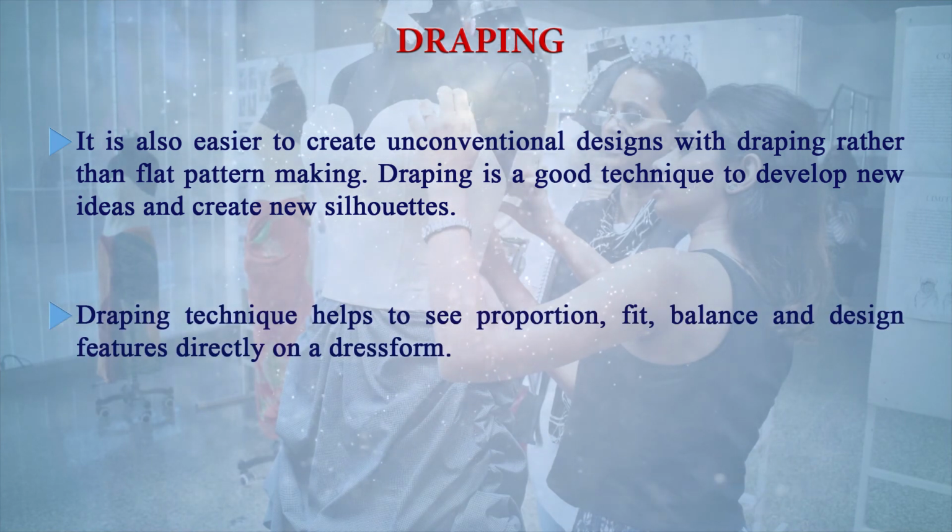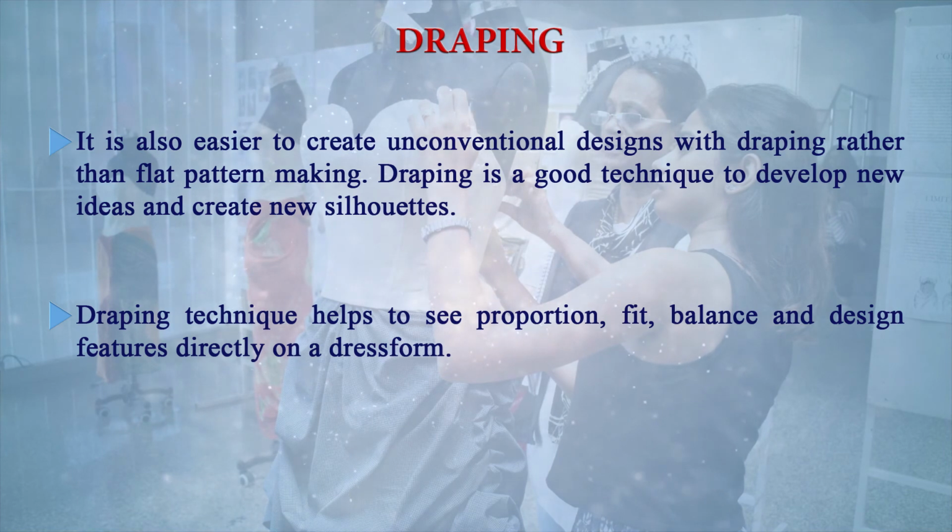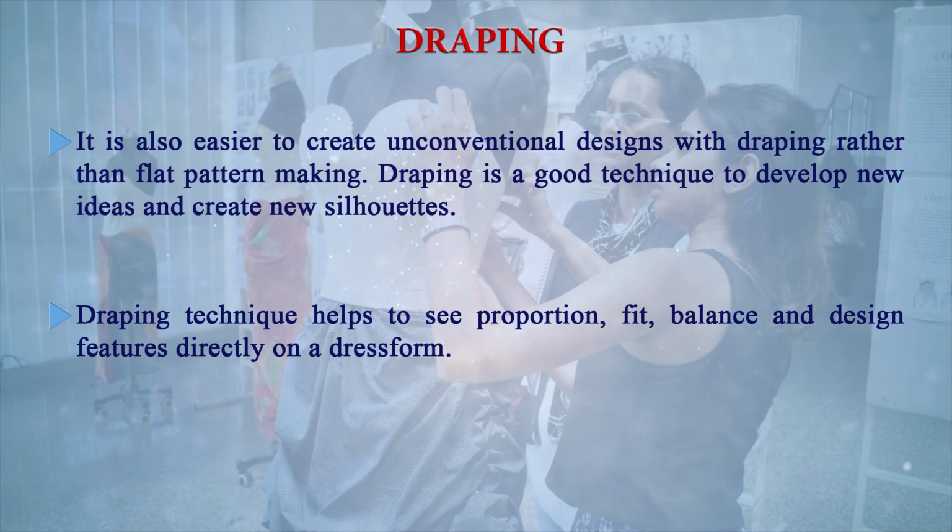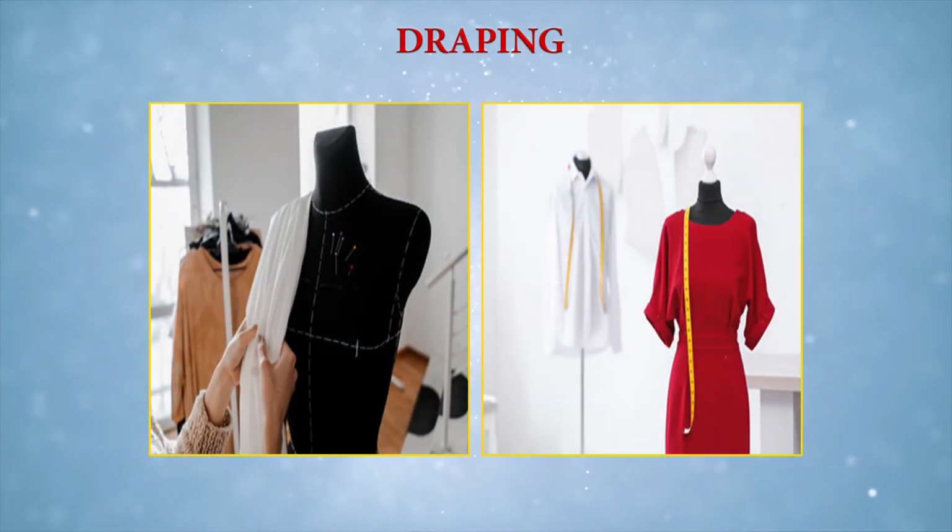The draping technique helps to see proportion, fit, balance, and design features directly on the dress form. When we are designing or draping the fabric on the dress form, we can see how the fit is on the body, where the balance is good or where it is not good, how the design is coming out, and we can make changes at the same time. So these are some pictures of how draping is done and how we get the final garment.